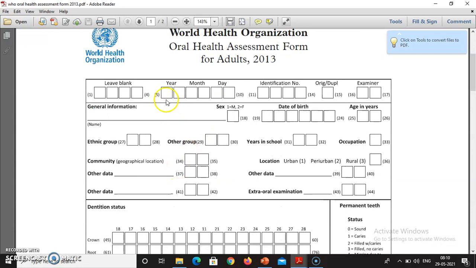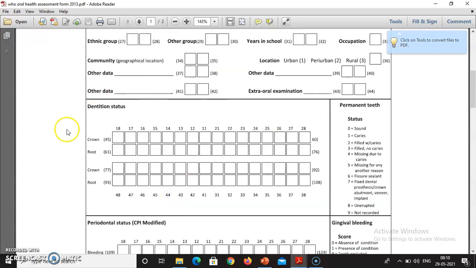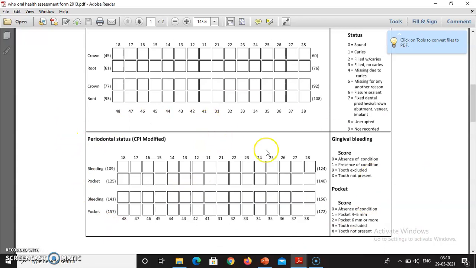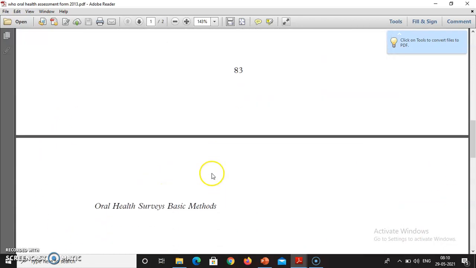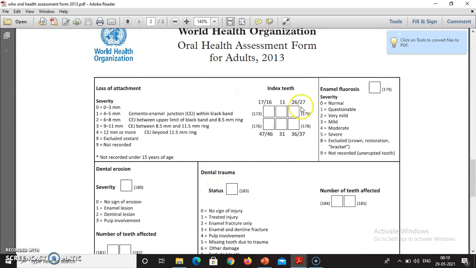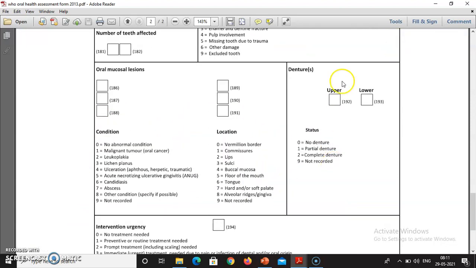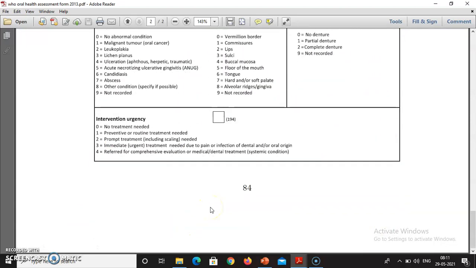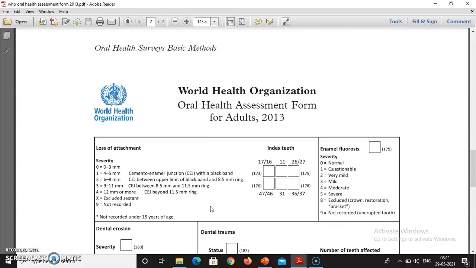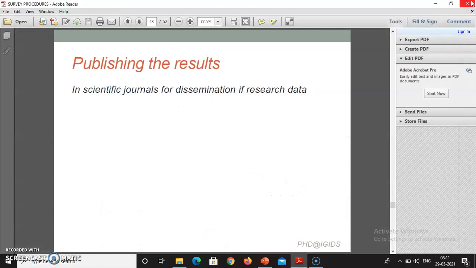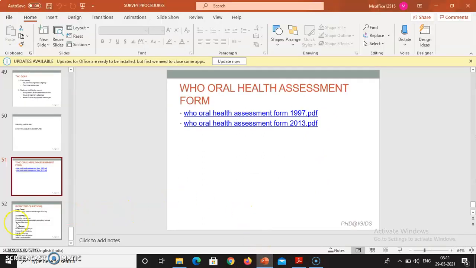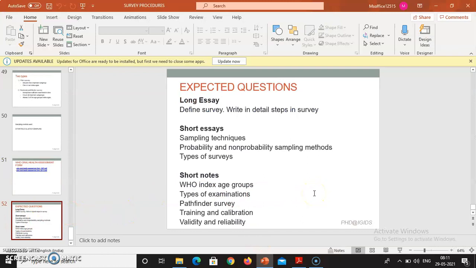So the 2013 version has similarly general information. Then you directly go to the dentition status and the periodontal status. It is a full mouth index here. Okay, and then you have loss of attachment, fluorosis, erosion, dental trauma, other mucosal conditions, dentures, and so on. That is how you record the WHO Oral Health Assessment Form 2013. So either of them can be used. These are all standard forms, and the use of these forms will enable comparison among populations. So that is where we end this topic on survey procedures.